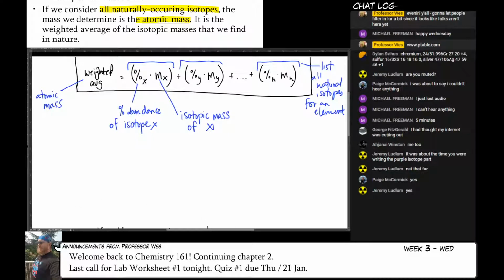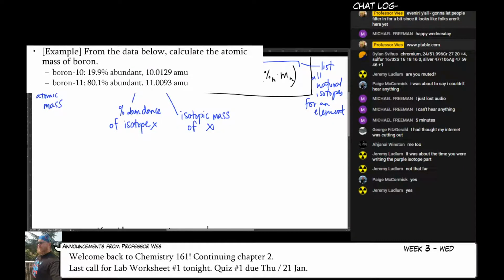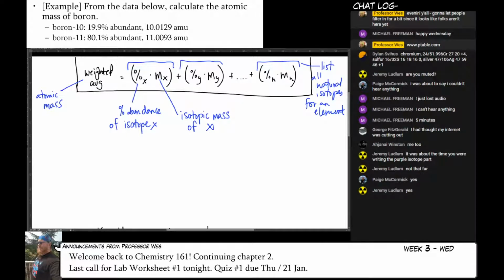So let's do an example here to show how we calculate the atomic mass on the periodic table. That's not what I meant to do. I meant to do this. There we go. And then after we do this example, we'll take a break. We'll do another example. So from this data that has been collected for boron, let's calculate the atomic mass on the periodic table. Now, you could just go to the periodic table and be like, hey, it's 10.811. But we're going to show how you get that number.